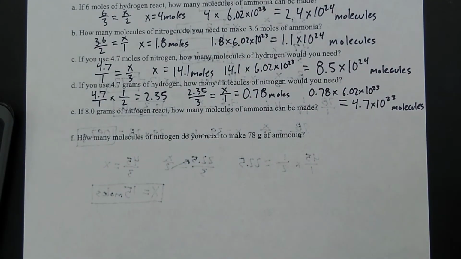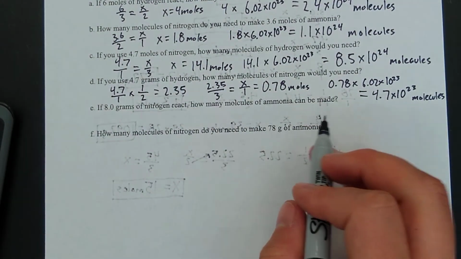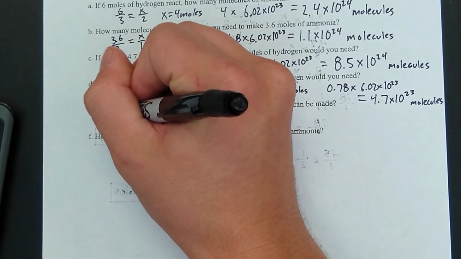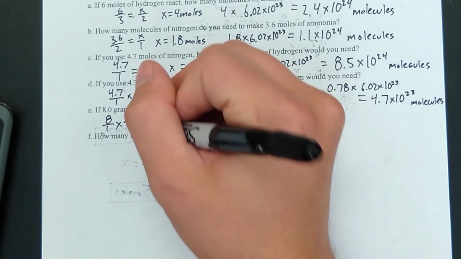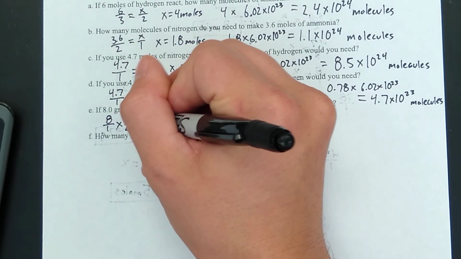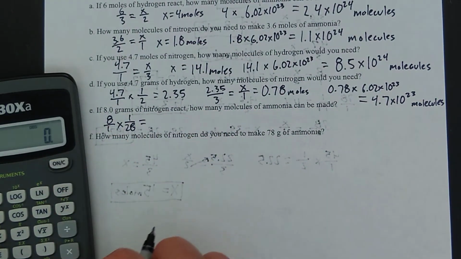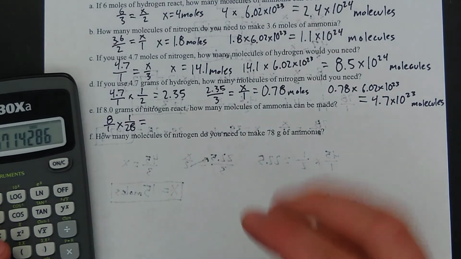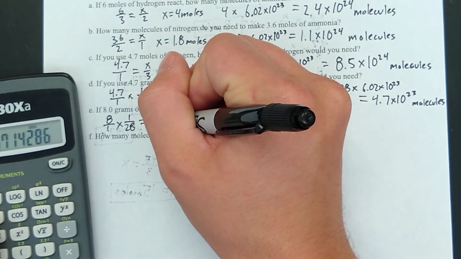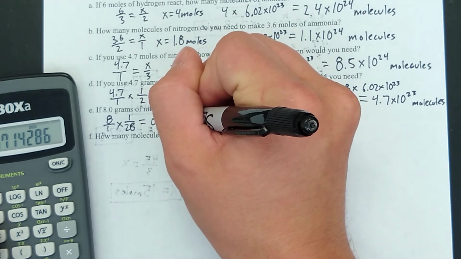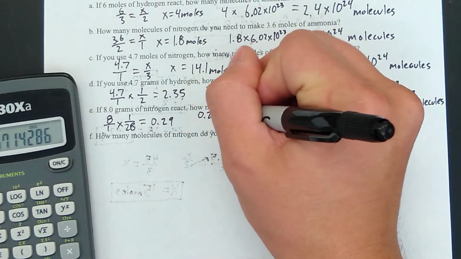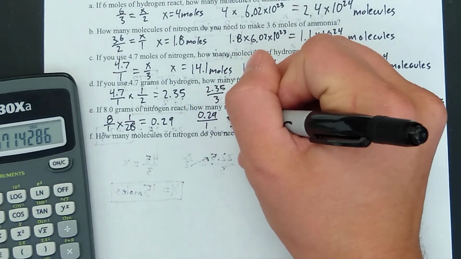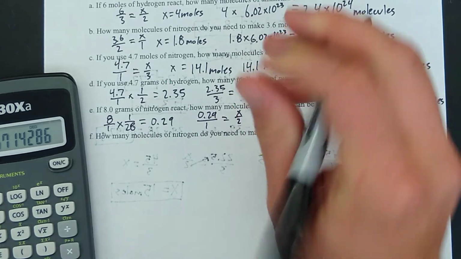Cool, let's go on to the next one. If 8 grams of nitrogen react, how many molecules of ammonia? So we're going to do 8 over 1 times 1 over, what's the proper weight? That's 28. Equals, do 8 divided by 28. So don't clear this out. Just keep this in your calculator. 0.29. All right, so now we want to say 0.29 is to 1, as X is to 2.